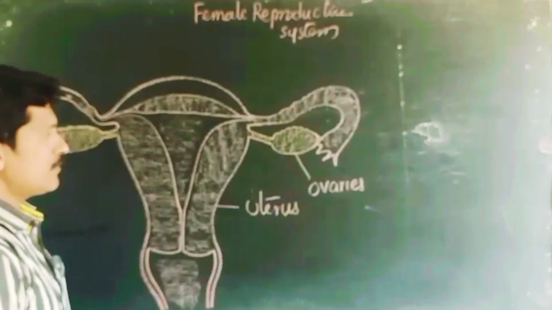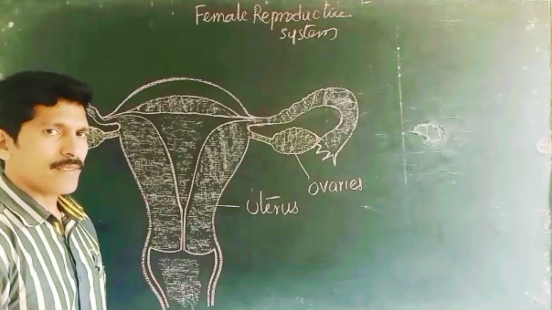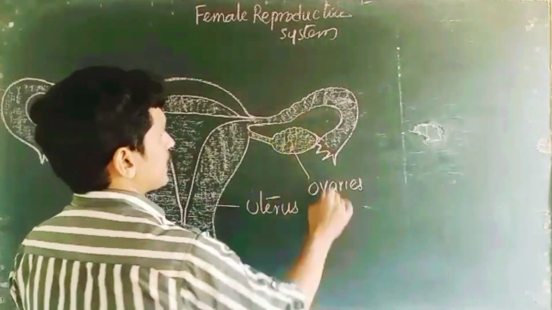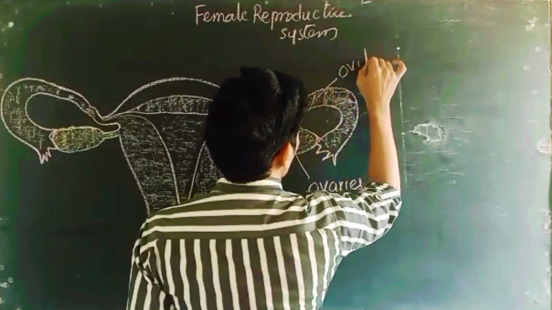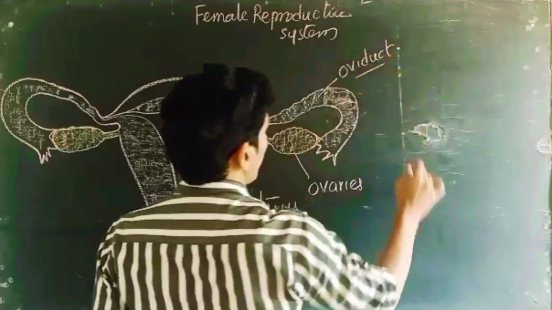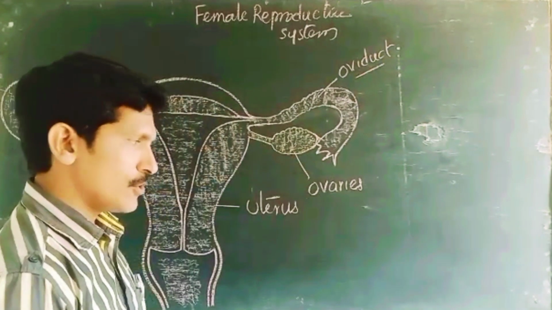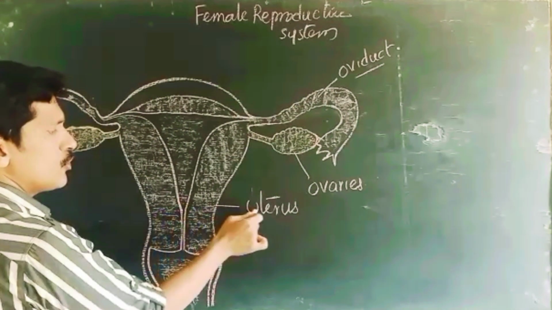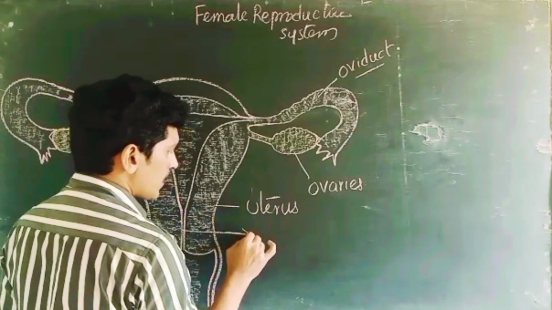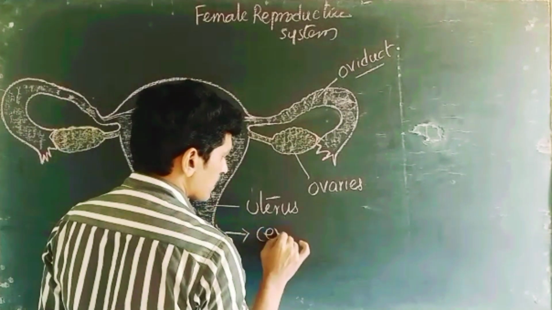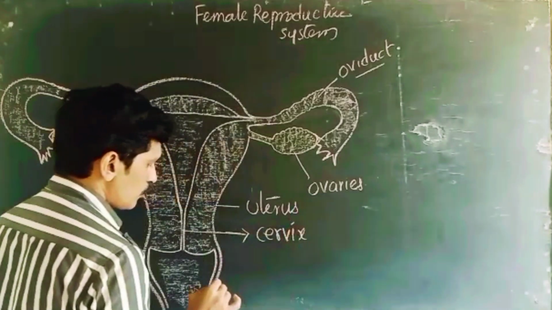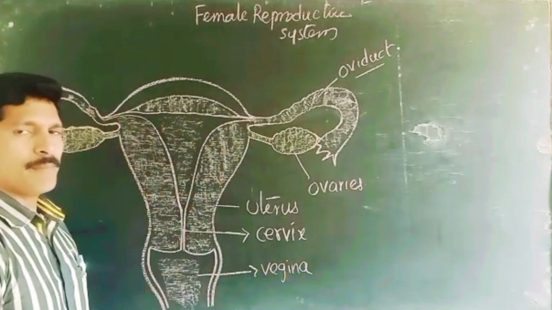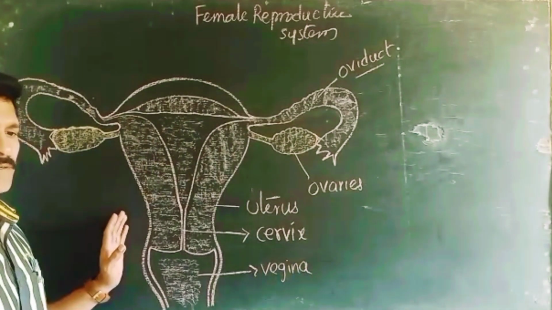The uterus is an inverted pear-shaped organ. And here we can observe a pair of oviducts. This is called the oviduct, also called the fallopian tube. Here are a pair of oviducts, a pair of ovaries and the uterus, and the entrance of the uterus is called the cervix, and a tube-like structure is called the vagina. These are the parts of the female reproductive system.